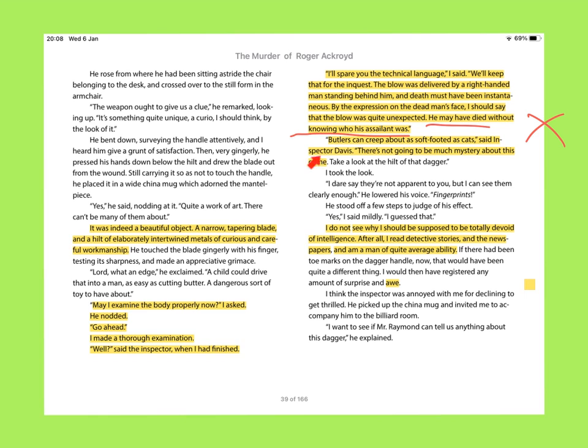And then Inspector Davis, who's absolutely a recruit to Shepherd's idea of suspicion. Inspector Davis isn't very bright. "Butlers can creep about as soft-footed as cats." There's not going to be much mystery about this crime, because he's very simplistic and not very competent, is the idea here.